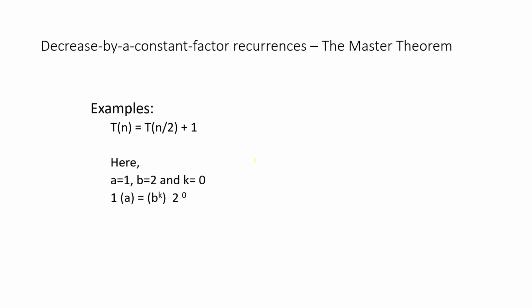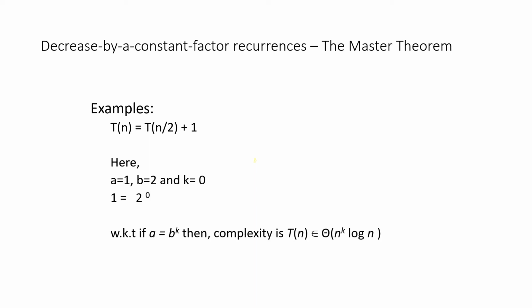Now we know all three values. So now we substitute in the formula. a is 1, b^k is 2^0, which is again 1. Now the value of a is equal to b^k. When a is equal to b^k, what is the time complexity? T(n) is equal to theta of n^k log n. What is k here? It is 0.